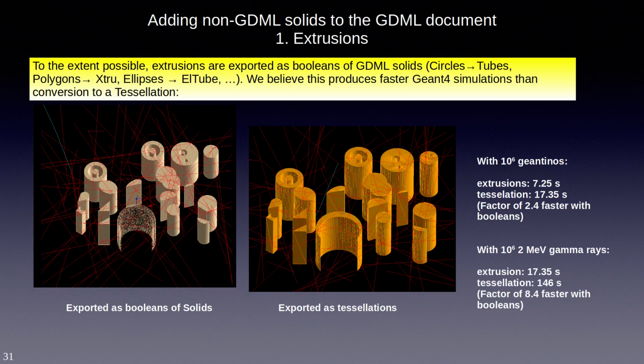To test this, we have compared the time for GEANT simulations with the shown extrusions exported as booleans of GDML solids versus exporting them as tessellations. In a simulation with 10 to the 6 GEANTinos, the extrusion export was about 2.4 times faster than export as a tessellation. With 10 to the 6 2 MeV gamma rays, the extrusion export as booleans was about 8.4 times faster than the export as a tessellation. Obviously, this is not a comprehensive study, and the speed gain will depend on the particular geometry and particles.